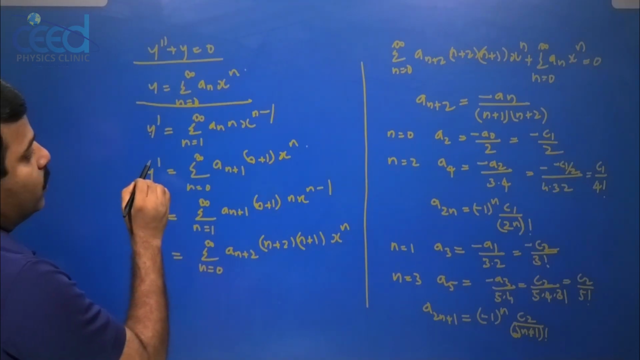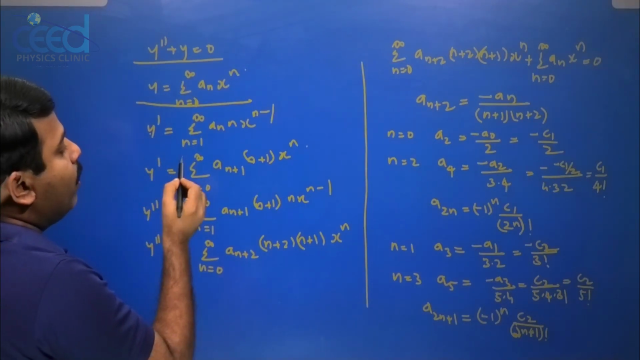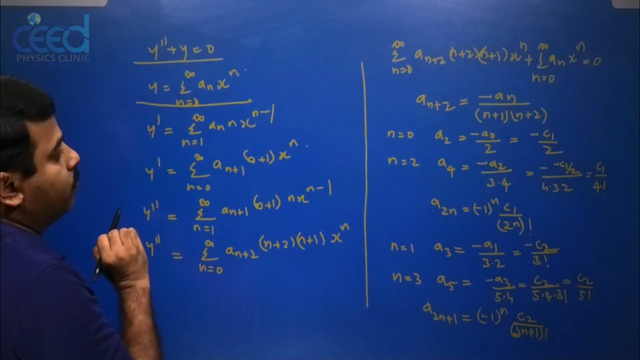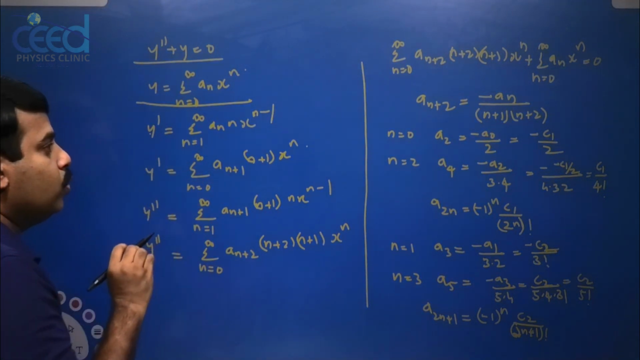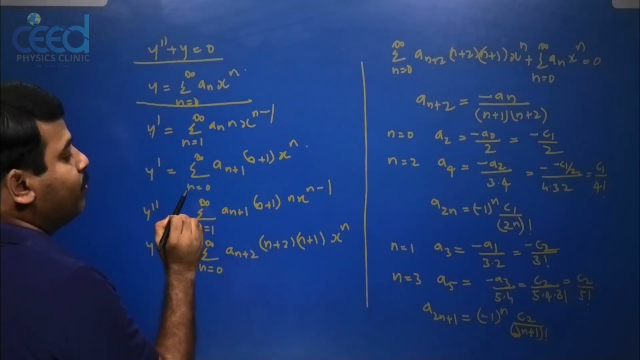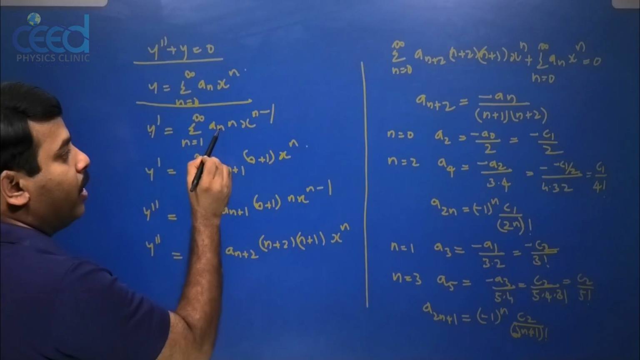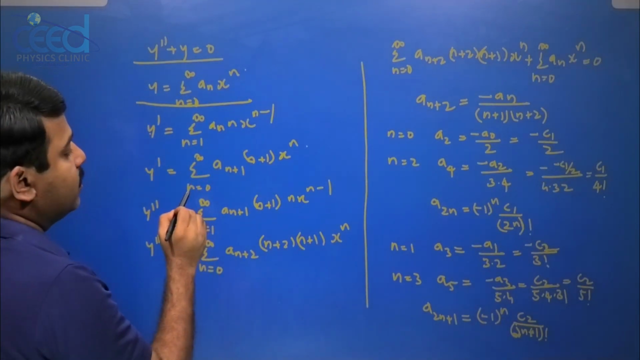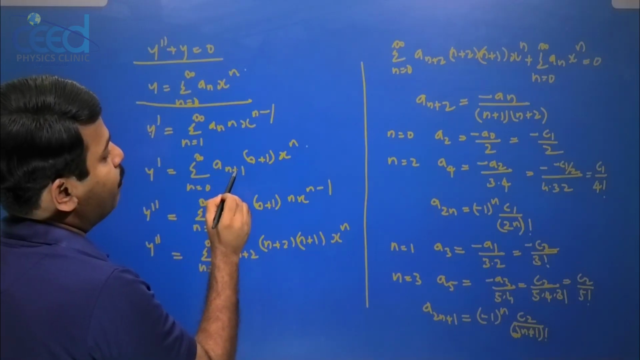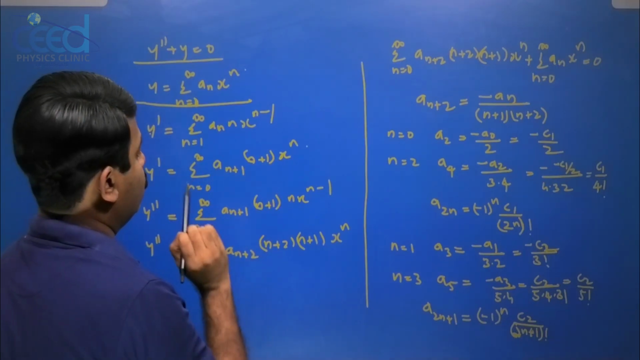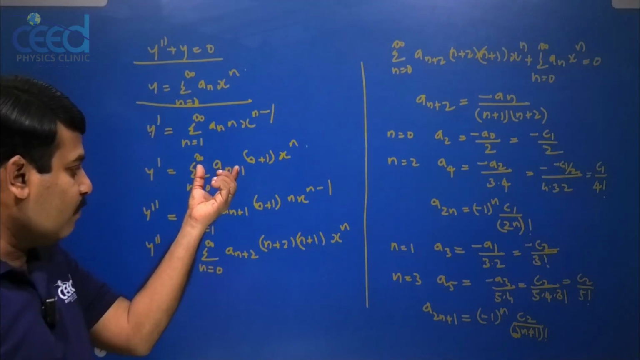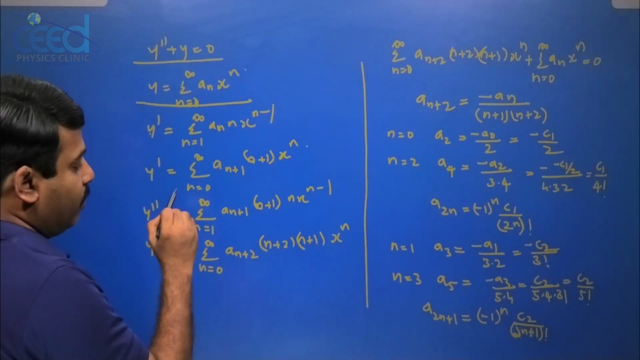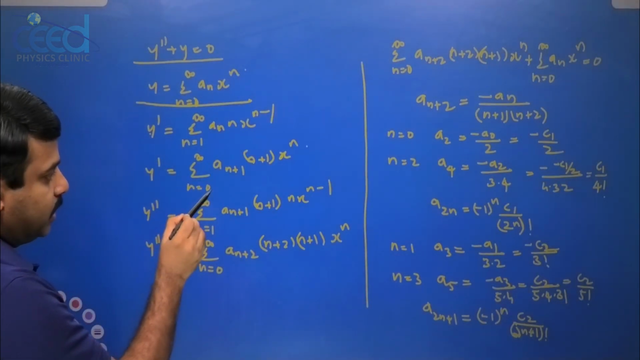Now for y dash, I am changing the limit n is equal to 1 to n is equal to 0. Then what do I have to do? If I am starting from n is equal to 0, I have to replace all the n with n plus 1. Then sigma n is equal to 0 to infinity a_(n+1) into (n plus 1) x raised to n, right? Now again I am finding y double dash. How do I find y double dash? By differentiating again, the starting n changes to 1.